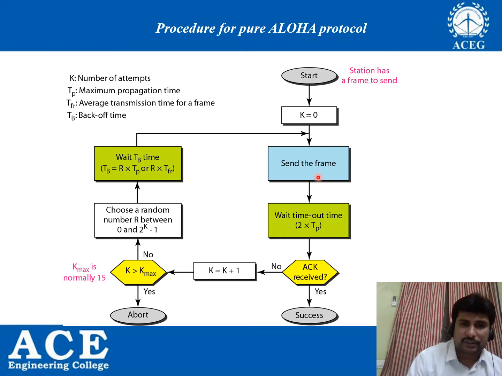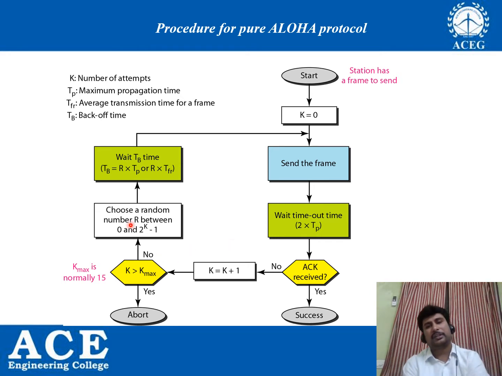Again the process repeats. Once we send the frame, wait for 2 TP. If we receive an acknowledgement, okay. Else, increase the attempt number. If the attempt number is less than the maximum attempts, then wait for a certain time TB and then retransmit the same frame. If the attempt number is greater than 15, then abort your transmission.